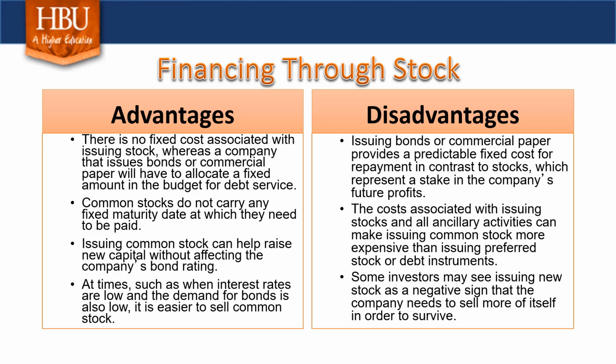Also, issuing common stock can help raise new capital without affecting the company's bond rating. At times, such as when interest rates are low and the demand for bonds is also low, it's easier to sell common stock. So what are some disadvantages? Issuing bonds or commercial paper provides a predictable fixed cost for repayment in contrast to stocks, which represent a stake in the company's future profits. Some investors may see issuing new stock as a negative sign that the company needs to sell more of itself in order to survive.